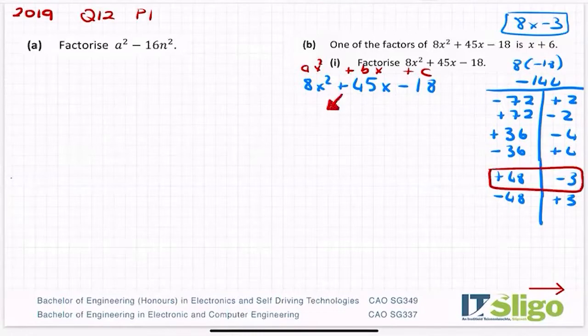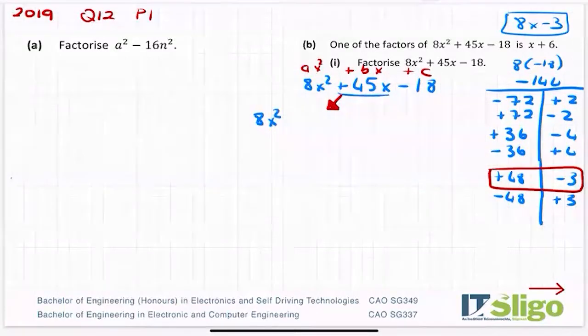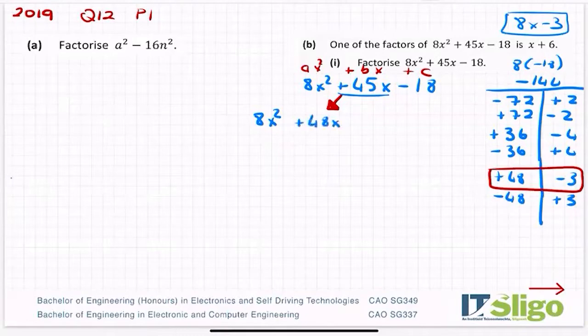So on a hard quadratic like this, you can rewrite it as 8x squared. Now instead of the plus 45x, we take what I've written here in the red box. So it becomes plus 48x minus 3x. So it's still 45x, I've just written it differently. And then, of course, I still need the minus 18. And then you do grouping. So you group and you group.